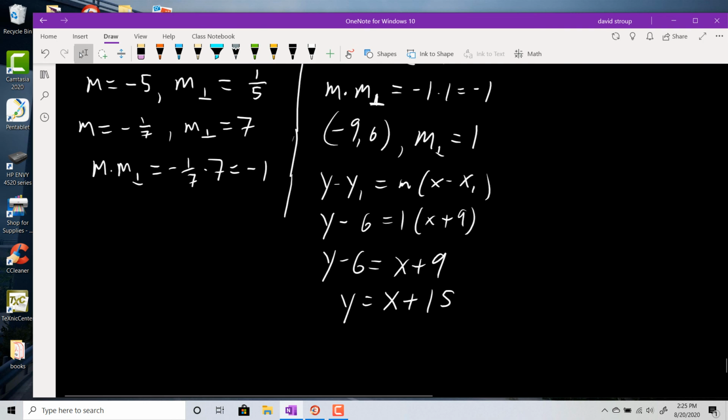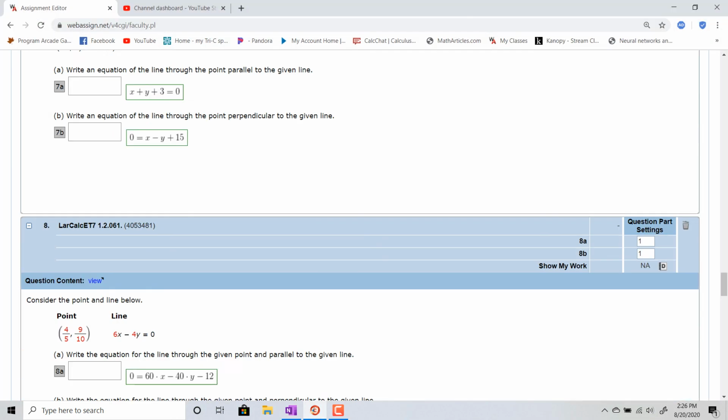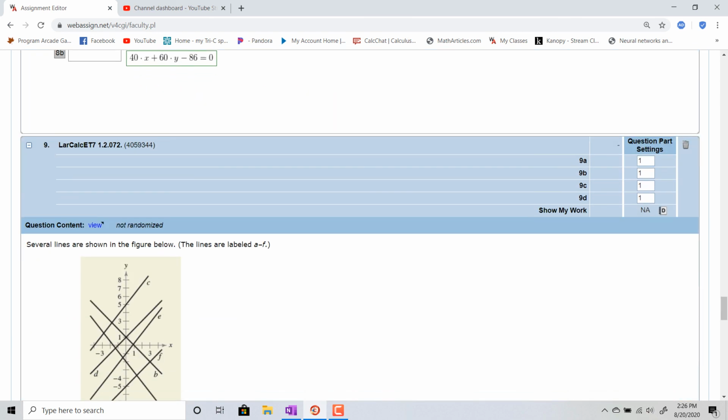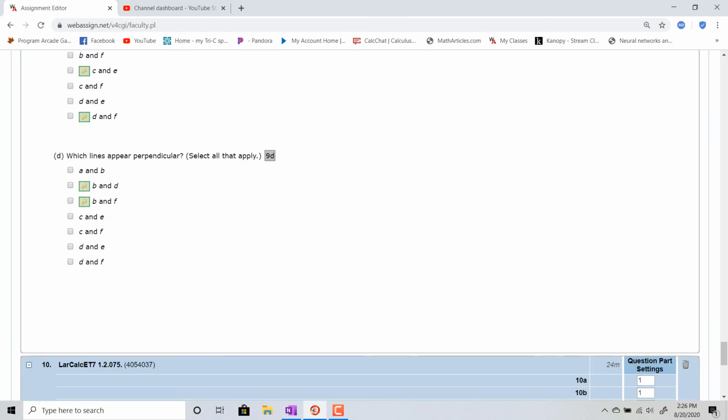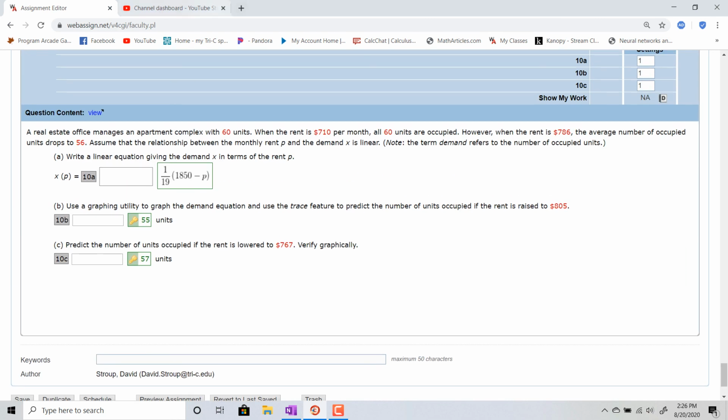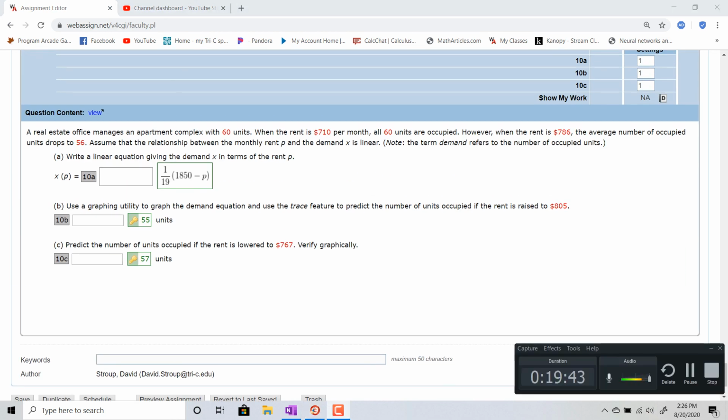Okay, let's see what else they got. So a little harder one there with some fractions, identifying slopes, and an application. Okay, so I think we're good here. I'll cut the video and I'll see you next time.